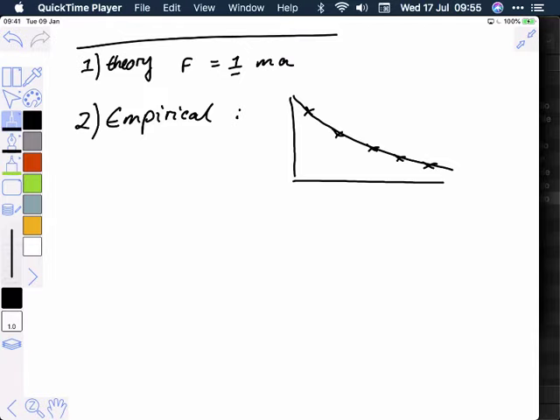Then somewhere in between, it's listed as point number 3 in the textbook, but if you think about it, it's a blended approach. It says, let's just say that F is equal to k times MA.